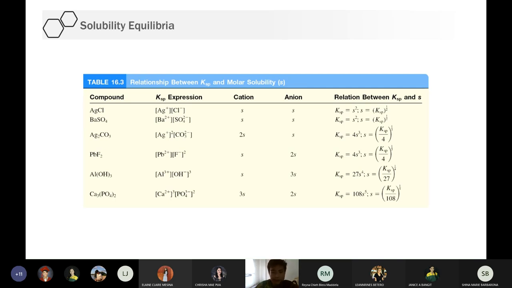So ano yung ratio? Tignan mo lang kung ilang cations, ilang anions mabubuo mo. Okay? At huwag ka na mag-ice table, okay lang. Okay? So yun lang.